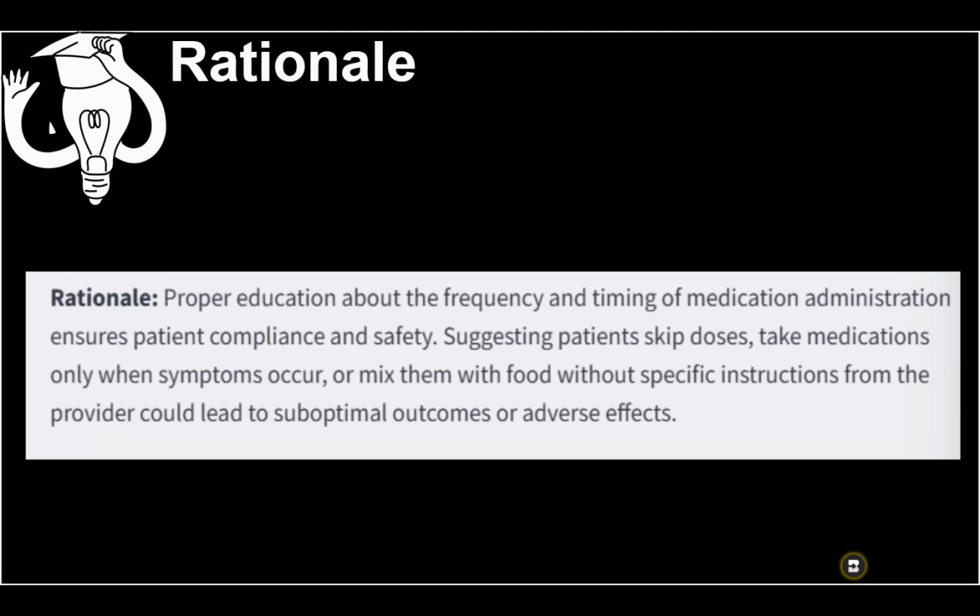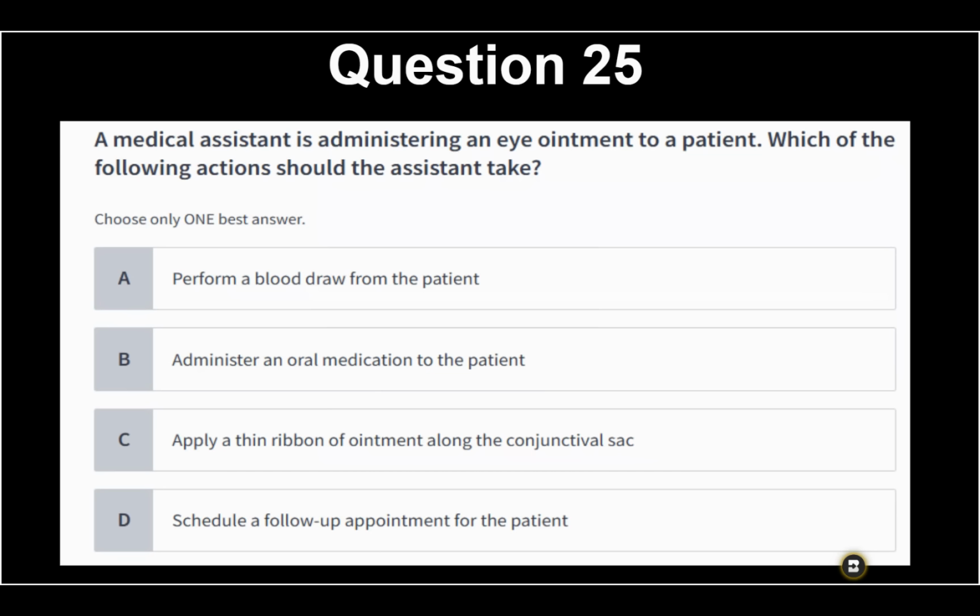Question 25. A medical assistant is administering an eye ointment to a patient. Which of the following actions should the assistant take? A. Perform a blood draw from the patient. B. Administer an oral medication to the patient. C. Apply a thin ribbon of ointment along the conjunctival sac. Or D. Schedule a follow-up appointment for the patient.